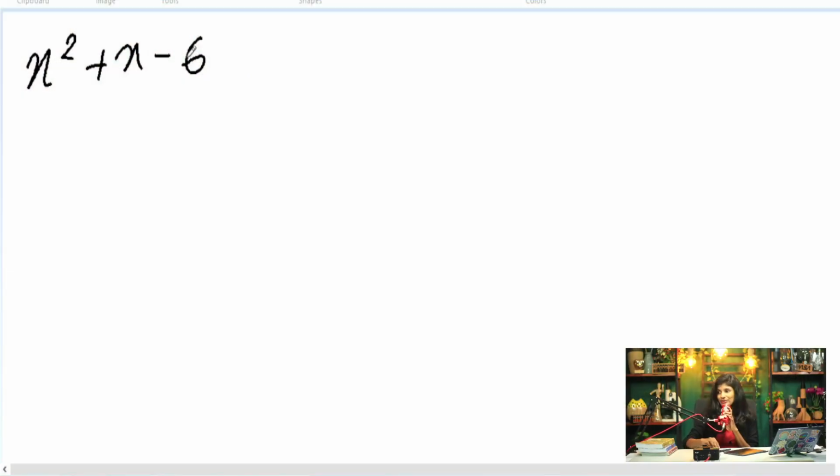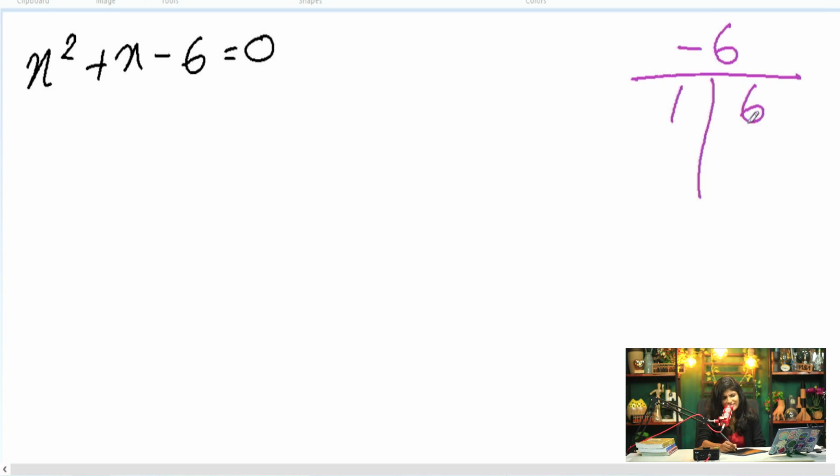Okay, so this is my first question. X square plus x minus 6 equal 0. Now, as we have discussed earlier, we have to take the third number by multiplying two numbers. So we have to make 6. So 1 times 6 or 2 times 3.